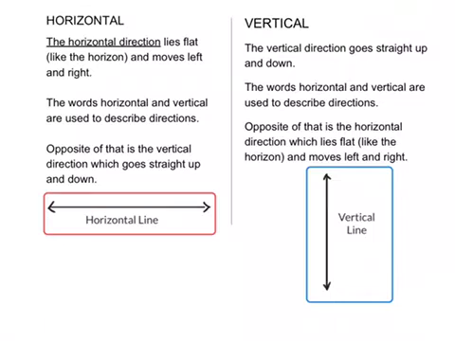Your 3 vocabulary terms are going to be horizontal, vertical, and graph, which comes on the next page. Horizontal and vertical have separate entries in your glossary, but they go together. They are both directions. The horizontal direction is the direction that runs flat from left to right, like the horizon. And the vertical direction is the direction that runs straight up and down.